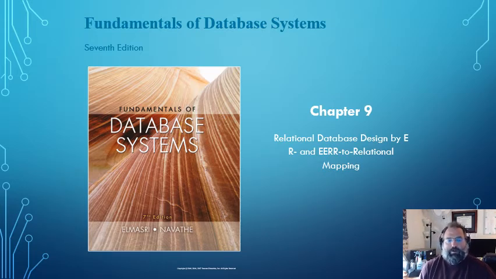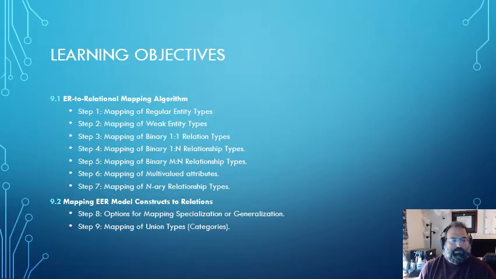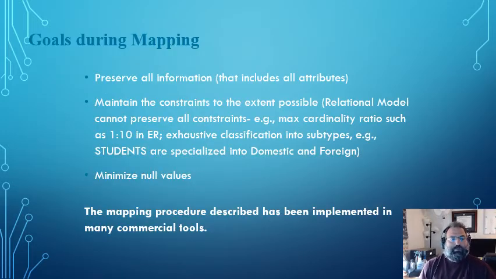Moving on to chapter 9, which centers on relational database design by ER and EER to relational mapping. So section 9.1 deals with the ER to relational mapping algorithm, and section 9.2 centers on mapping EER model constructs to relations. So the goals during mapping are to preserve all information, that includes all attributes, and maintain the constraints to the extent possible. Relational model cannot preserve all constraints.